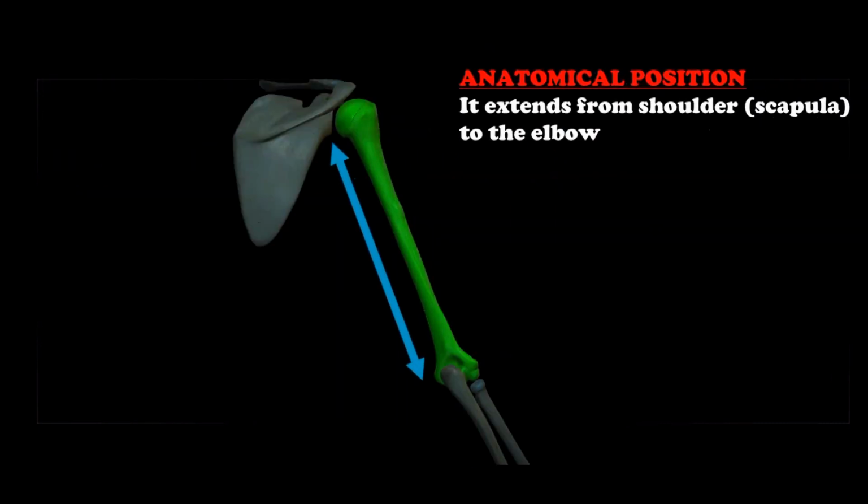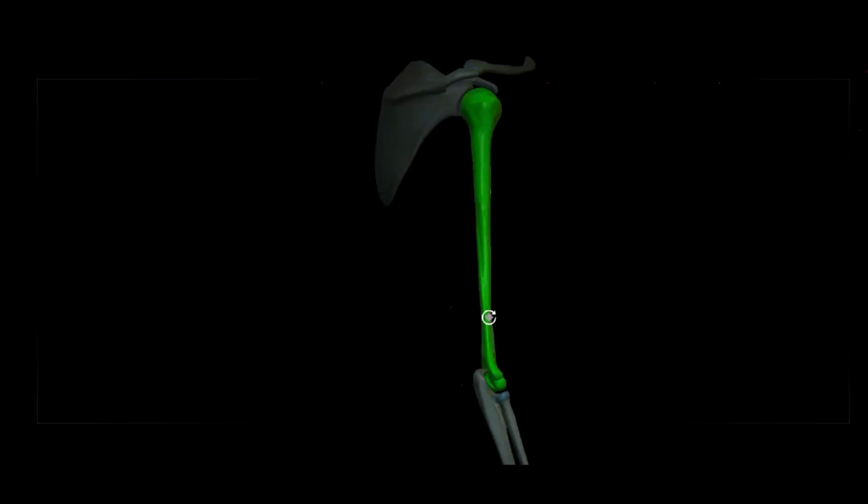Anatomically, humerus is located in between the scapula and elbow joint. It extends from shoulder to the elbow. You can say it connects the scapula with the radius and ulna.